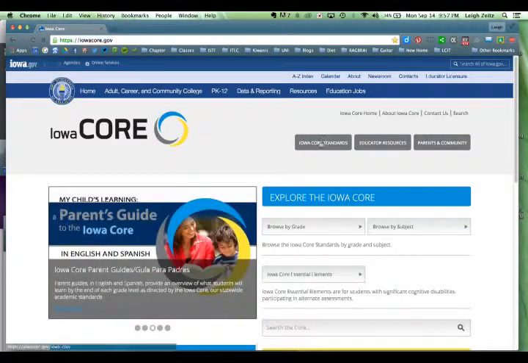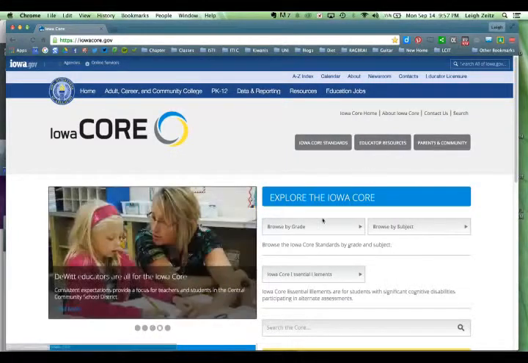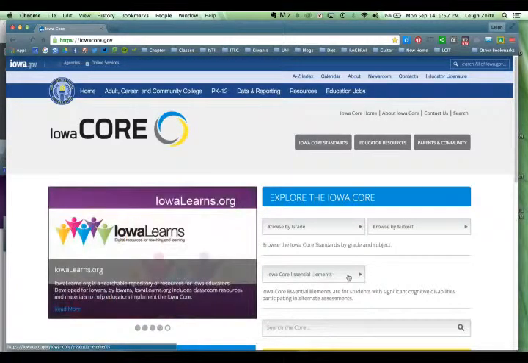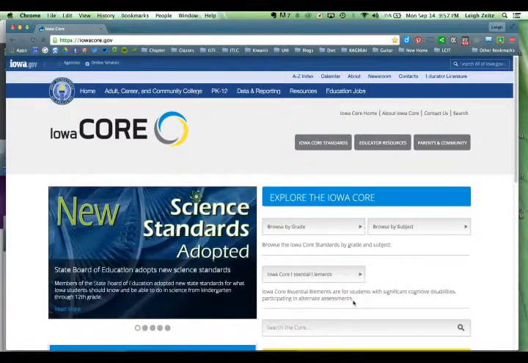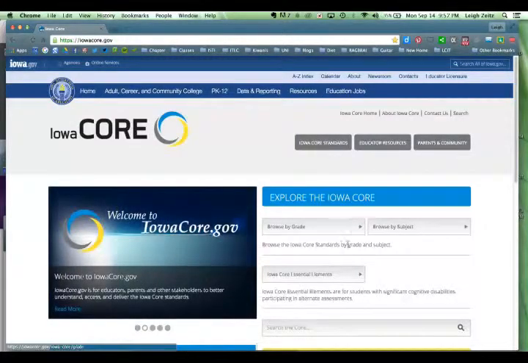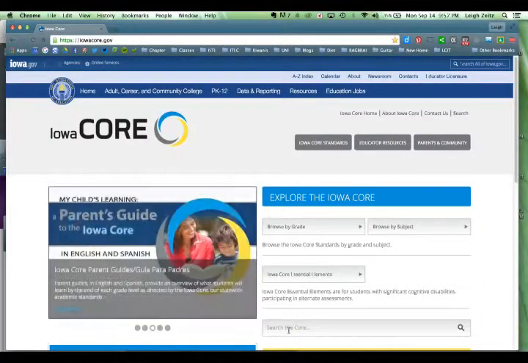Now here you have Iowa Core standards, educator resources, etc., and parents and community. Here is where you can browse by grade level, by subject. This is the Iowa Core Essential Elements. These are for students that have special needs and are using alternative assignments. You can also search down here. So let's take a look. And actually, by the way, using the search down here may or may not be useful for you. You'll have to give it a try, but don't count on that.